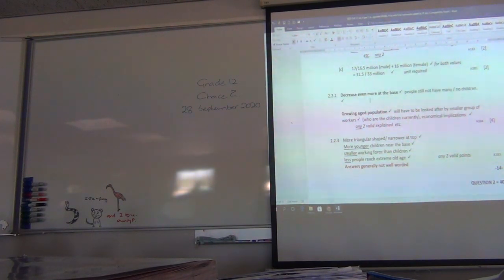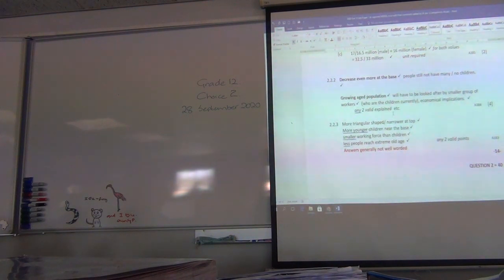2.2.2, predict two things that would happen to the population over the next 20 years using information from the population pyramid to explain your answer. It would probably decrease even more at the base because people are still not going to have many children, or many would choose not to have any children at all. And there would be a growing number of aged individuals who would have to be looked after by a smaller group of workers. Okay.